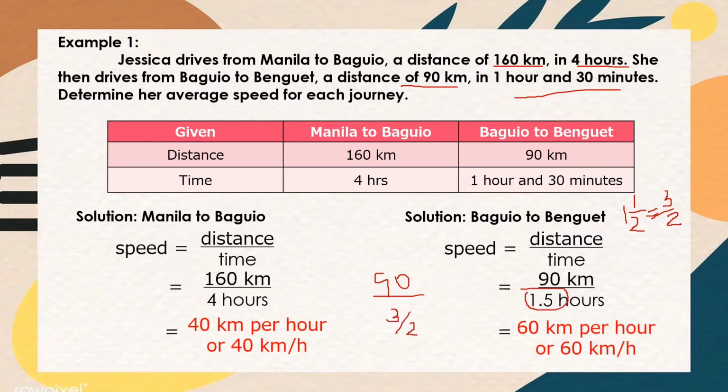Okay, so let us solve this one. So we have 90 times 3 halves. Okay, so we have 90 times 2 is equal to 180, then divided by 3. So the answer is also the same. 180 divided by 3 is 60 km per hour.